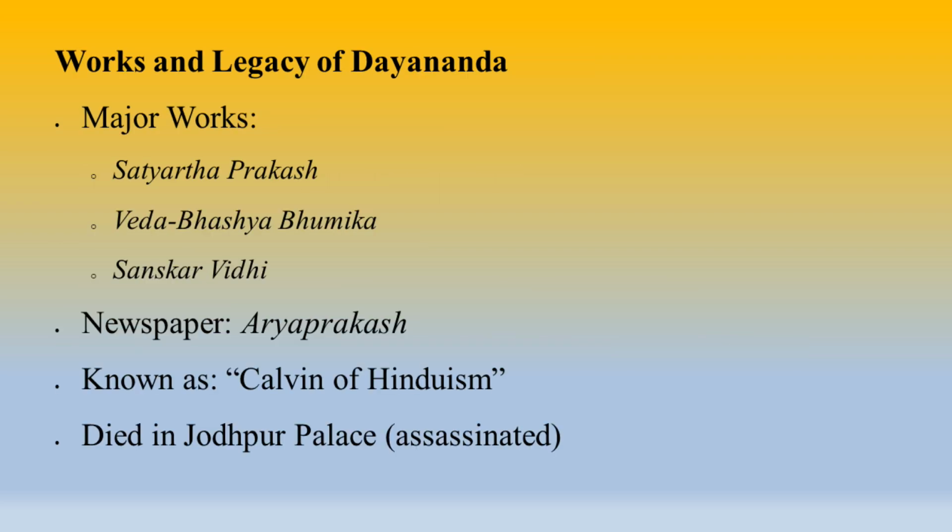Works and legacy of Dayananda. His major works include Satyarth Prakash, Veda Bhashya Bhumika, and Sanskar Vidhi. He also launched the newspaper Arya Prakash. For his impact, he is often referred to as the Luther of Hinduism. Sadly, his life ended in 1883 when he was poisoned in Jodhpur Palace due to his outspoken views.